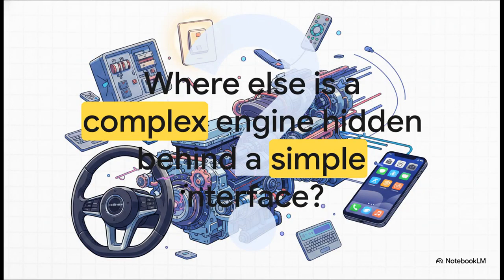And so that leaves us with one final thought, a question for you to take with you. Just look around. I mean, the steering wheel in your car, the apps on your phone, even the light switch on your wall. Where else in your life do you see a massively complex engine that is just so elegantly hidden behind a beautifully simple interface? Because once you start looking for it, I promise you are going to see it absolutely everywhere.